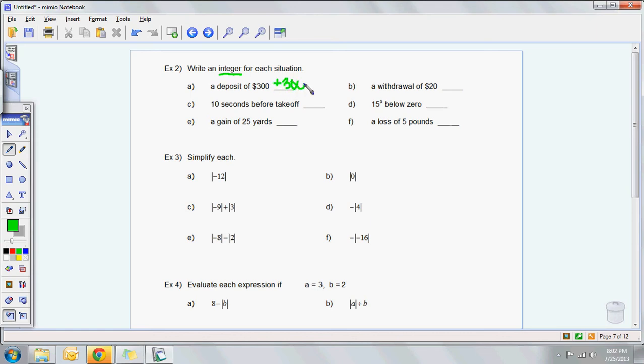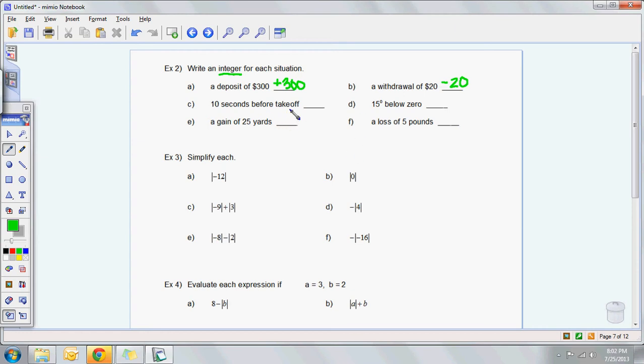Now if a number is positive, you don't have to put that plus sign. I'm just showing you that it's a positive 300. A withdrawal, so think of your bank account again, you're taking money out, so that's going to be a negative 20. For negatives, you have to put that negative sign.